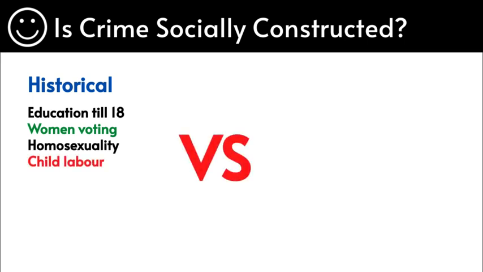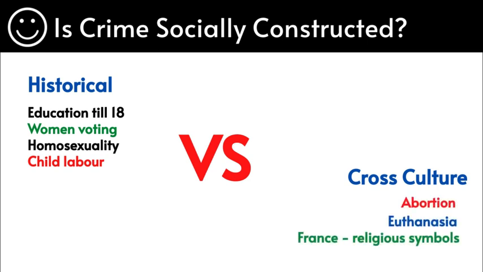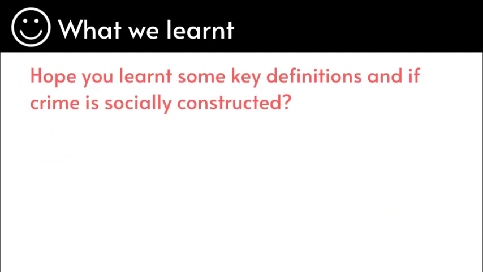Within the historical bracket, education till 18, women voting, homosexuality, child labour go there. All of these things show that crime is socially constructed by historical factors, and these are a few examples. Whilst cross-culture would be abortion, euthanasia, France wearing religious symbols. These show whether crime is socially constructed or not. So if you have a 2-mark question on this, or maybe a 4-mark question, this will be a very easy one to get all of the marks. So far, we have looked at key definitions and whether crime is socially constructed or not. When we look at social construction, we look at historical as well as cross-culture.